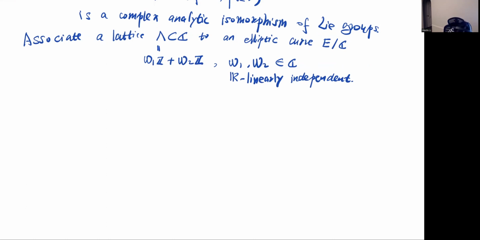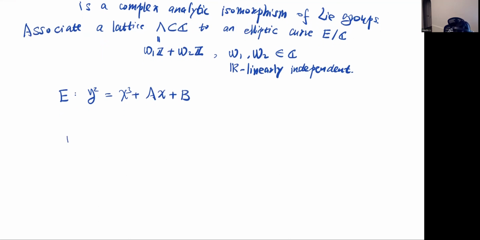Well, my elliptic curve E is given by a Weierstrass equation: y squared equals x cubed plus ax plus b, right? And topologically, my C points E(C) form a torus, a complex torus. Okay, great. So this is how I'm going to construct two complex numbers: by integration.